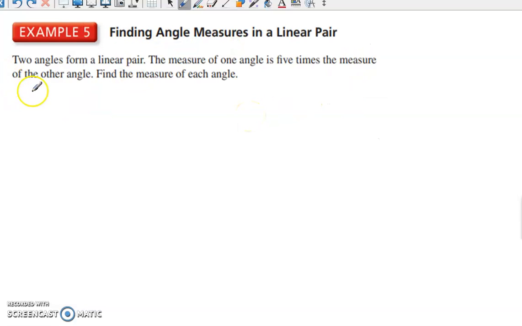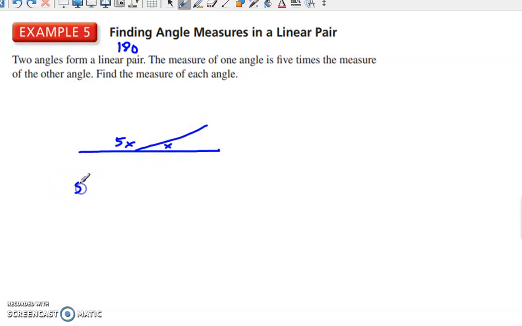Okay. Finding angle measures. If we know they're a linear pair, that already tells me they add up to 180. The measure of one angle is 5 times the measure of the other. So I can make a little drawing like this. This is 5 times, so I could say 5x, and this is x. And then find the measure.